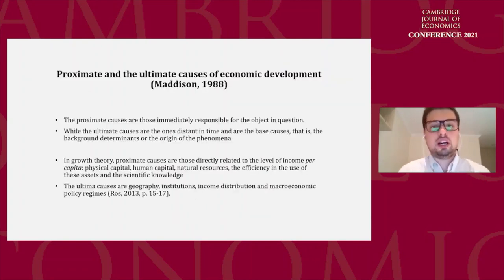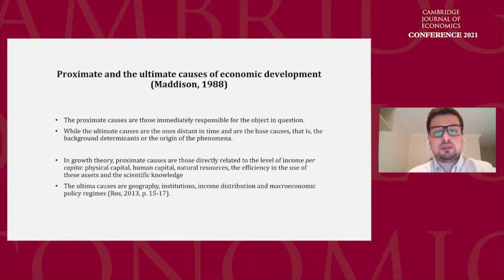So to begin with, we will argue the differences between the proximate and ultimate causes of economic development. The proximate causes of economic development are those immediately responsible for the object in question, while the ultimate causes are the ones distant in time, and are the base causes of economic development and the origin of the phenomenon.